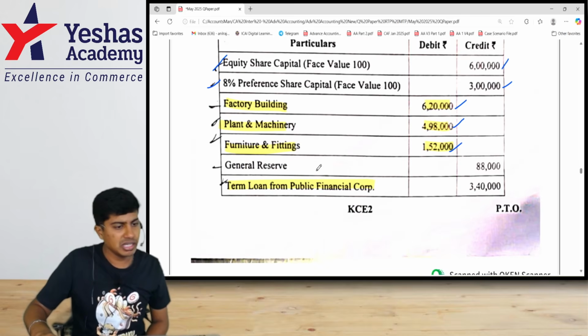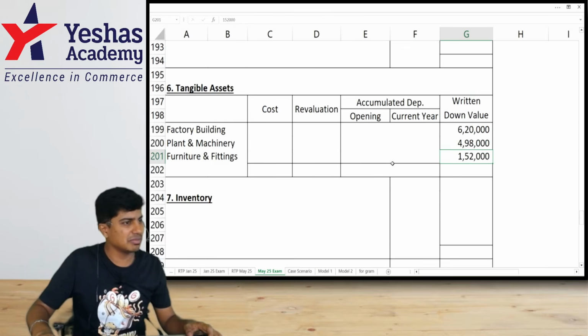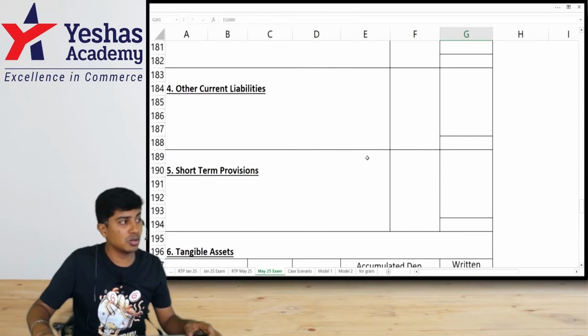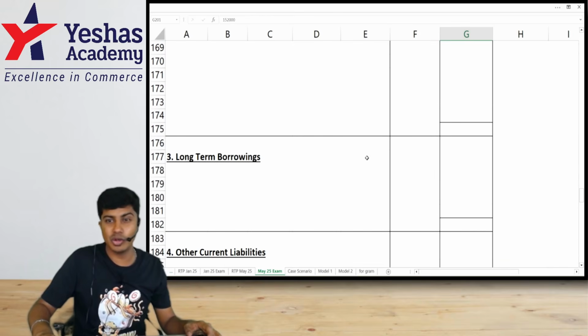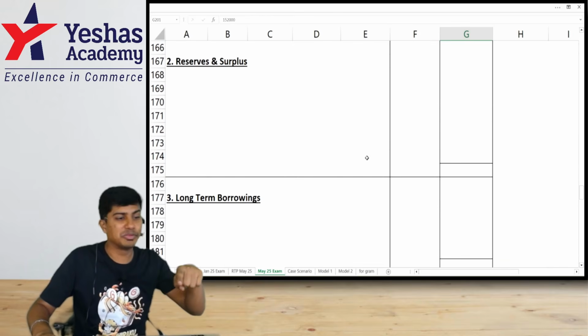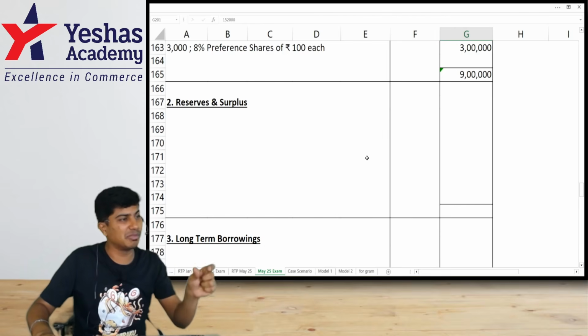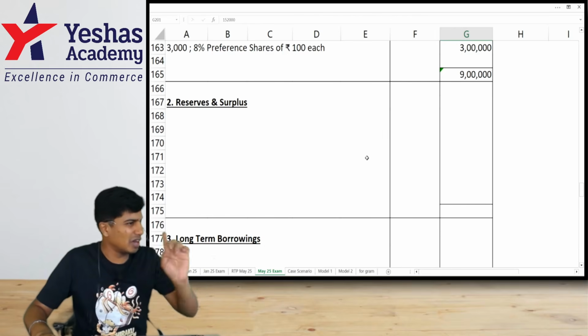Then I have with me general reserve of 88,000. This needs no adjustment. I'll write this in my reserves and surplus. Should I prepare a notes to accounts for reserves? Yeah, better. You know why? Because we have profit. From that profit, that forfeiture item adjustment is also there. If there was only one reserve, no.